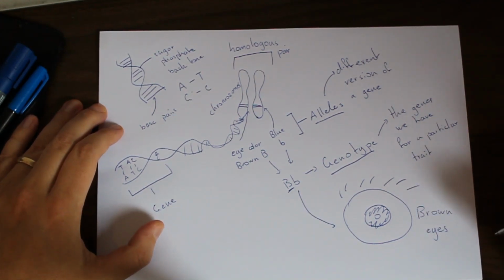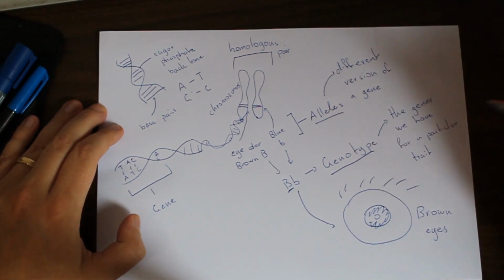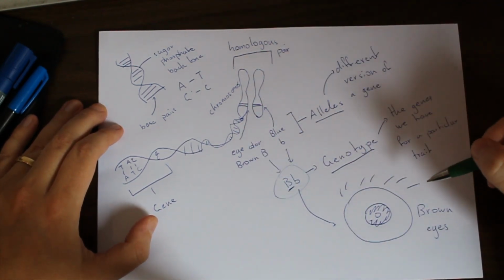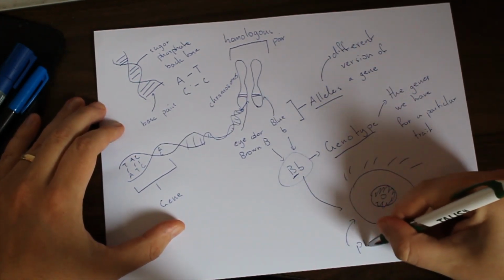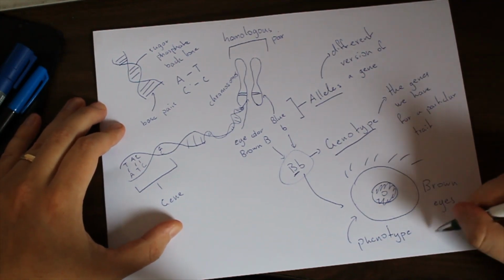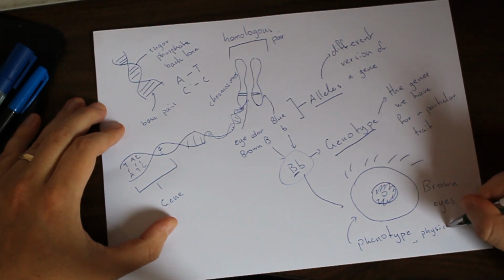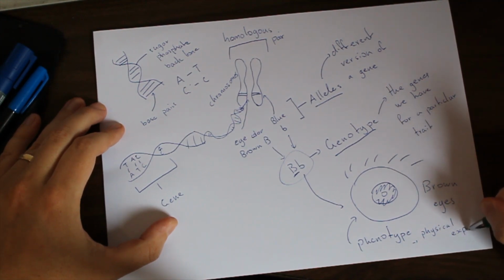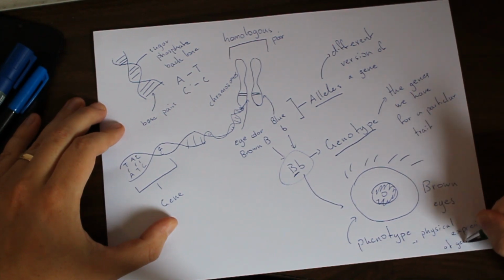So we've got a genotype for a particular trait, which is our eye color. We've got it here, big B, little b, and that's resulted in brown eyes. This is our phenotype. Now, phenotype is just the physical expression of our genotype.